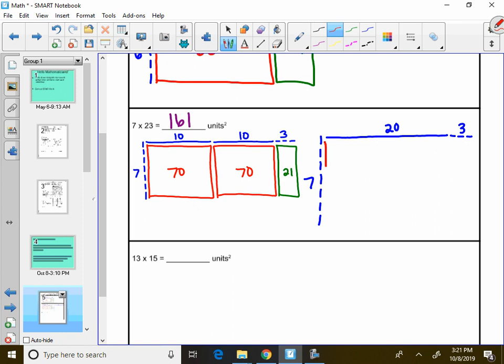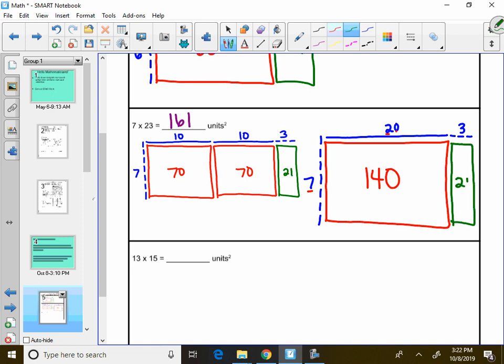So the first one is 7 by 20. And 7 by 20, I'm thinking 7 times 2 is 14. There's a 0 in the problem, so I need a 0 in the answer. And that gives us an area of 140, which is what 70 and 70 is altogether. And that last one is just the same. 7 by 3 is 21.